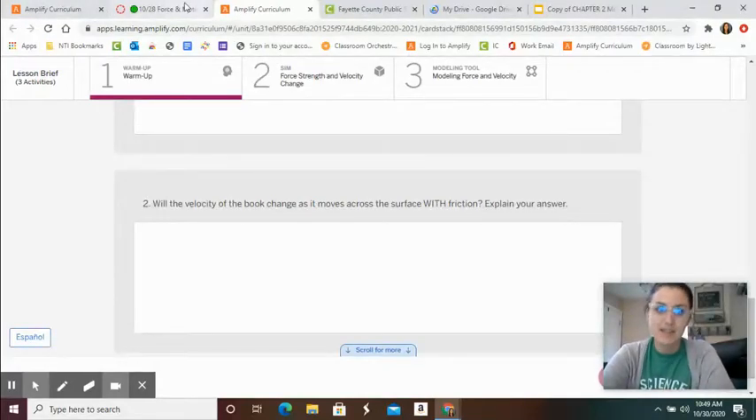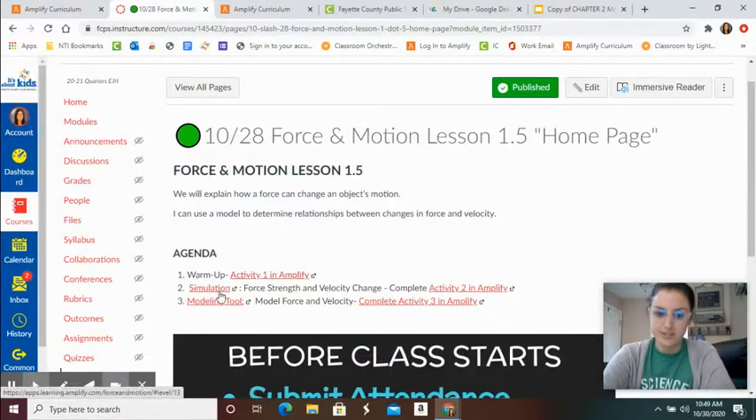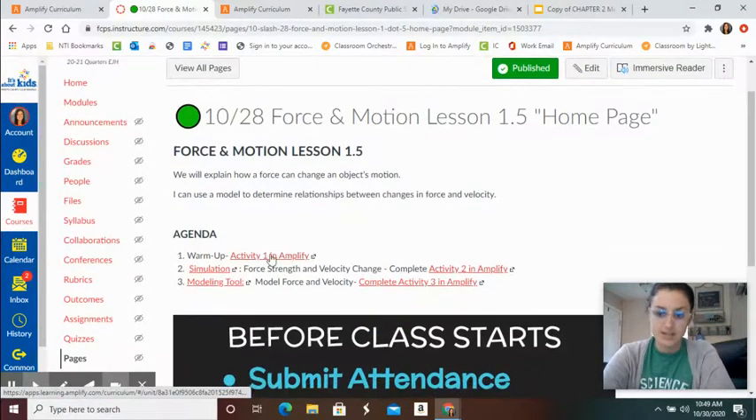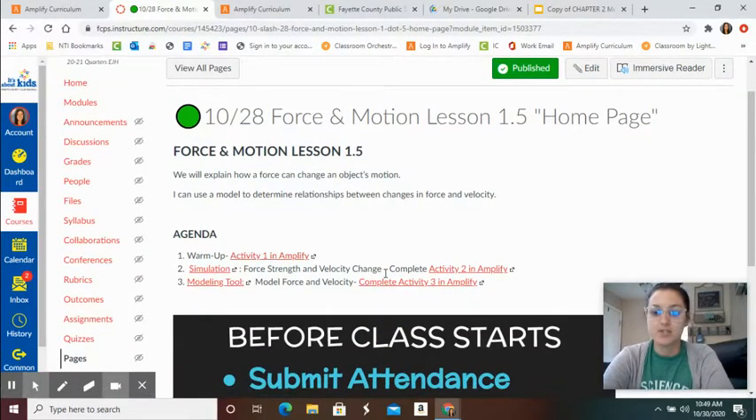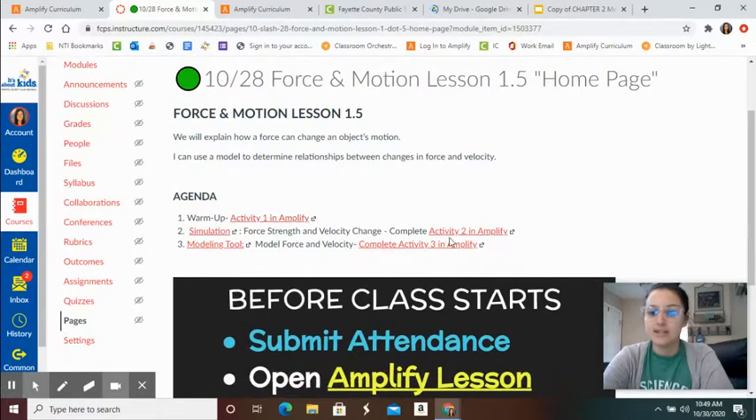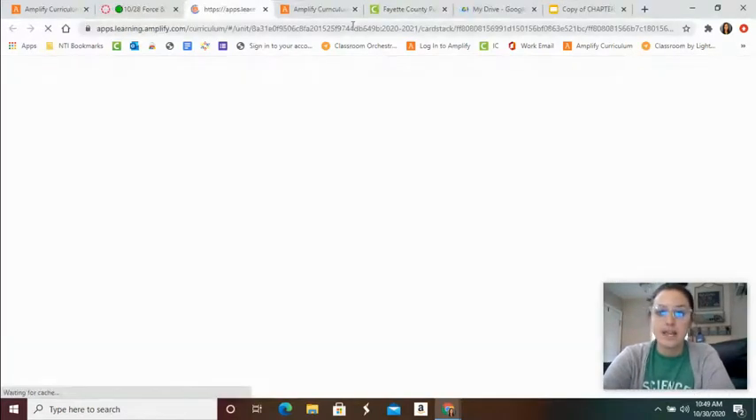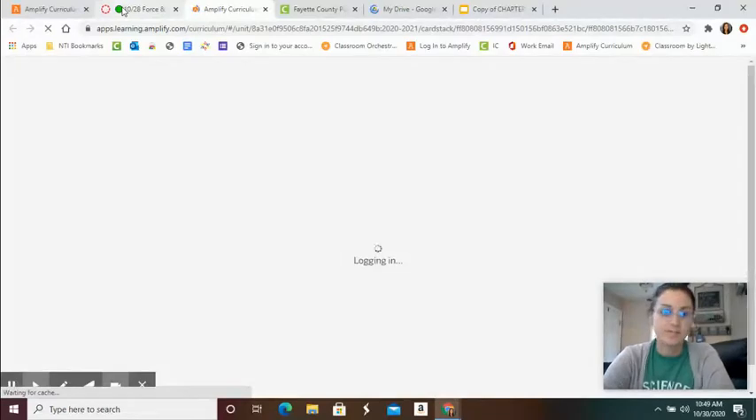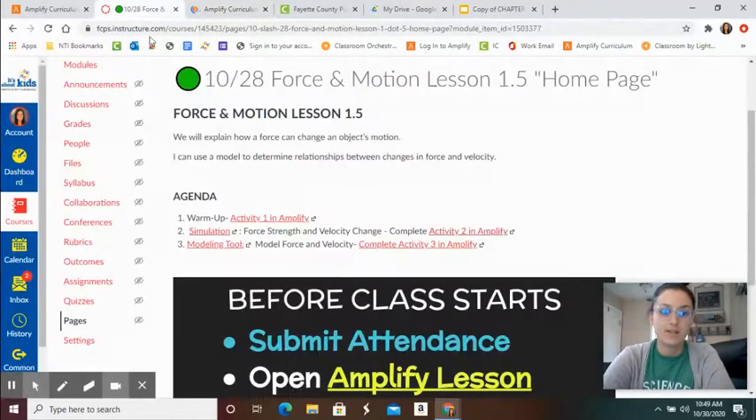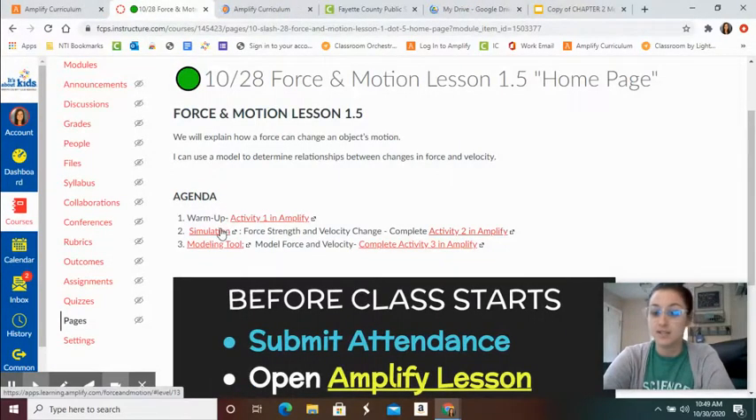And the next thing was the mission. So the simulation had 8 missions that it wanted you to accomplish. And then in activity 2 of Amplify, you had to record what each mission was as far as what happened, how you accomplished the mission, and all of that. You can also see that I hyperlinked the simulation here for you.